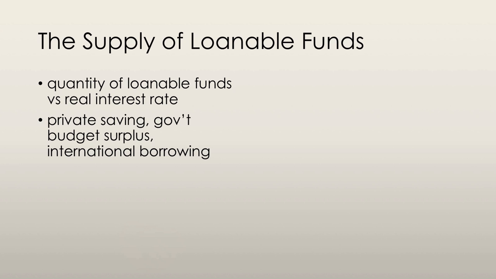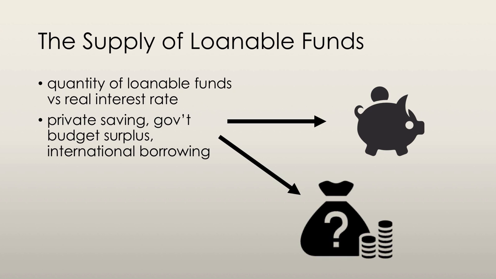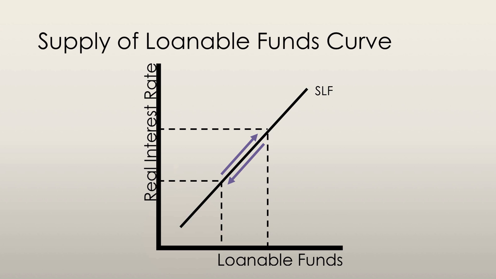The supply of loanable funds, when we talk about it, we're going to be talking about the quantity first. So the quantity of loanable funds supplied is the total loanable funds available from saving, the government budget surplus, and international borrowing during a given time period. When we look at the supply of loanable funds curve, we're going to notice that it's the relationship between the quantity of loanable funds supplied and the real interest rate. And as the real interest rate rises, we have an increase in the quantity of loanable funds supplied, and as the real interest rate decreases, we have a decrease in the quantity supplied of loanable funds.